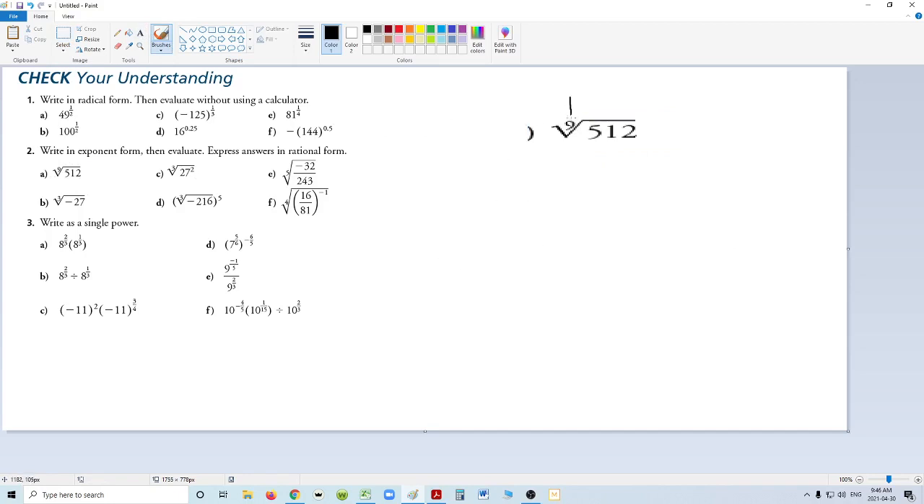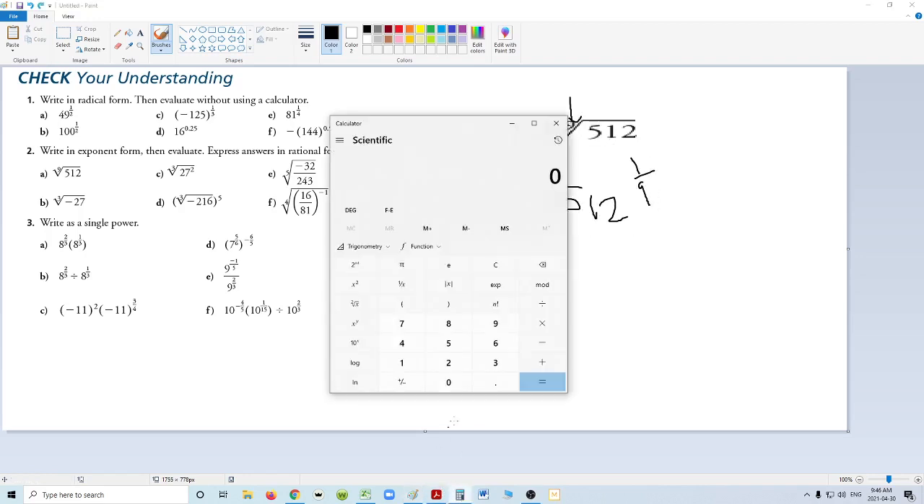Well, this is a 9th root of 512, which is 512 to the 1/9. Now, interestingly, you would never put it in this form before solving it. You would just take your 512, and there should be a root button with a y by it. It doesn't appear I should have one, which is weird. And it might be in the second function here. There it is.